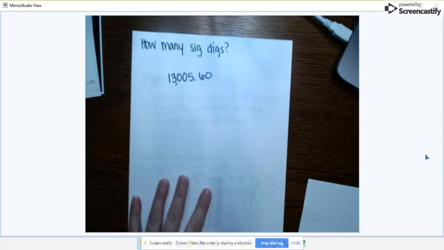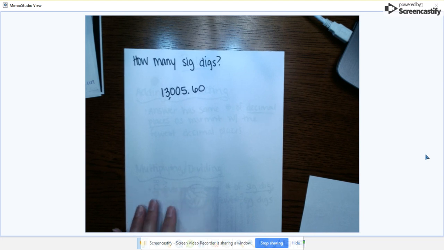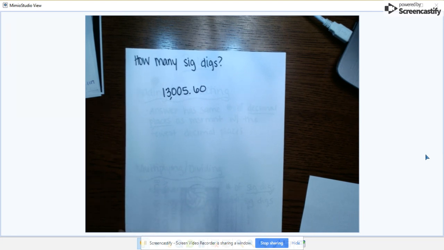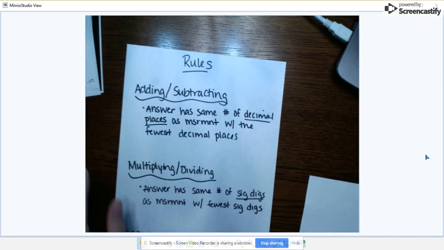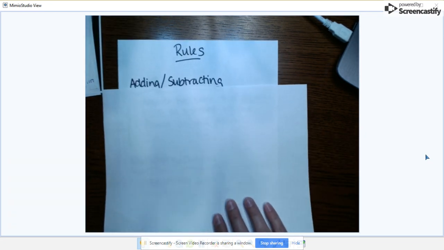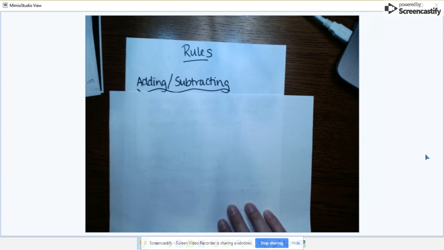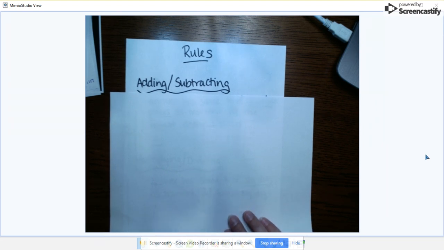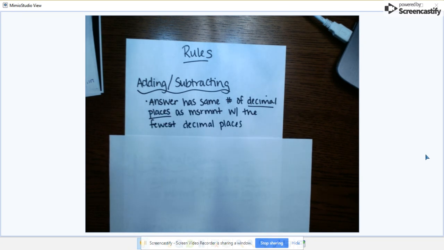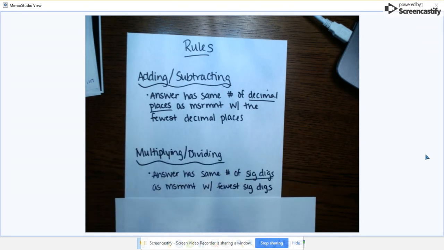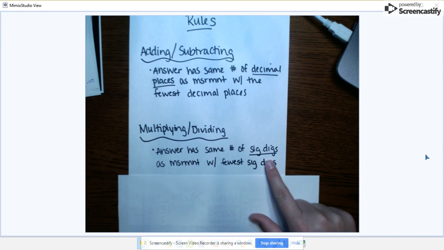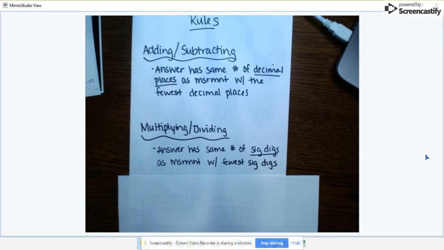So you guys tell me, how many significant digits does 13,005.6 have? All right, and lastly, we have a few rules when we go to operate with significant digits. So if we're adding or subtracting decimals, we have to follow this rule. Our answer must have the same number of decimal places as the measurement with the fewest amount of decimal places. Similarly, when we multiply and divide, our answer has to have the same number of significant digits this time as the measurement with the fewest sig digs.